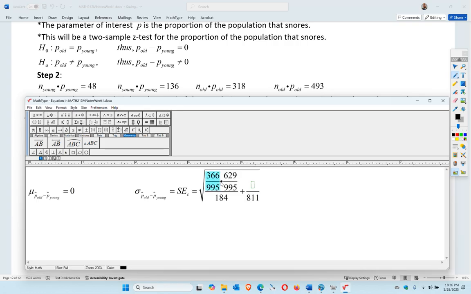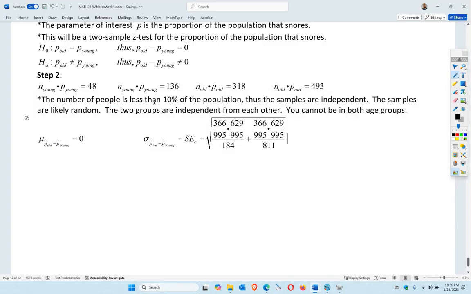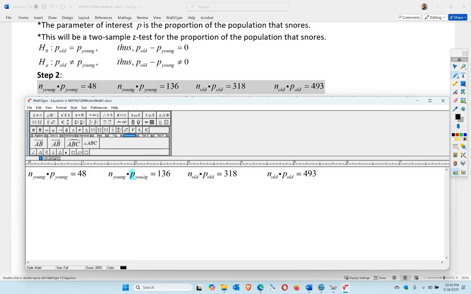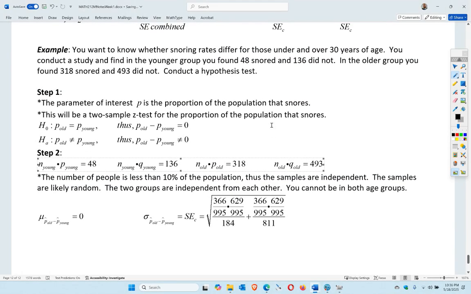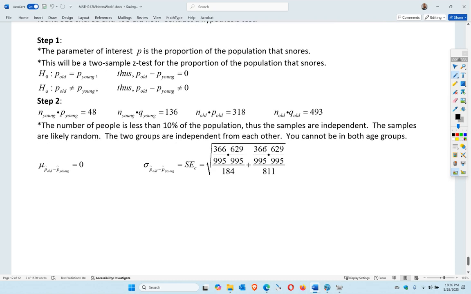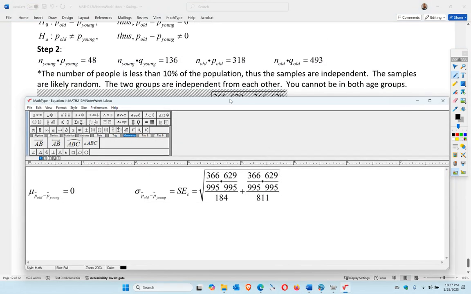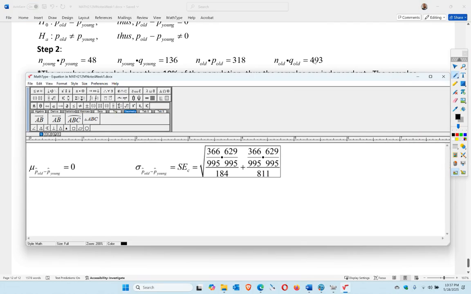I can take this, copy, paste. Oh, I see a typo. That's supposed to be Q, right? Success and failure. Make sure I got those correct. Yes, did not snore is 493, did not snore is 136. So basically I added them all together and I got 995. The 48 and the 318 added together are 366, and the 136 and the 493 together are 629, right?